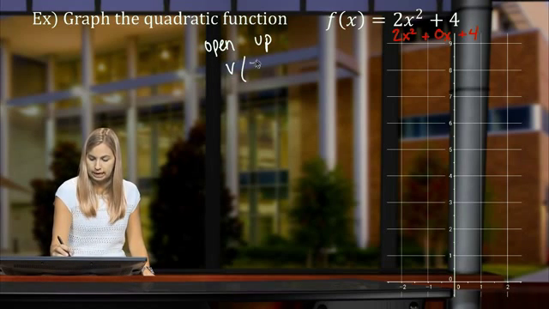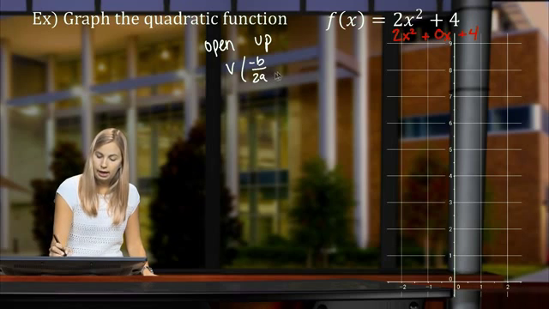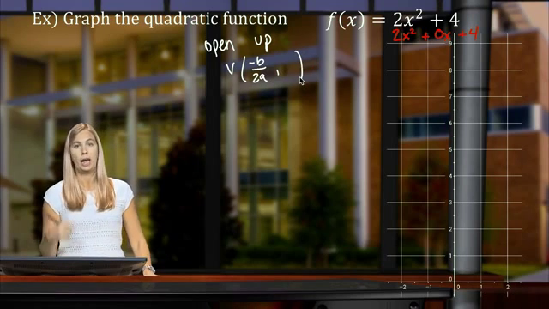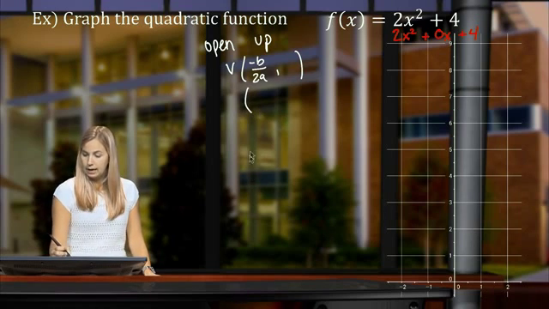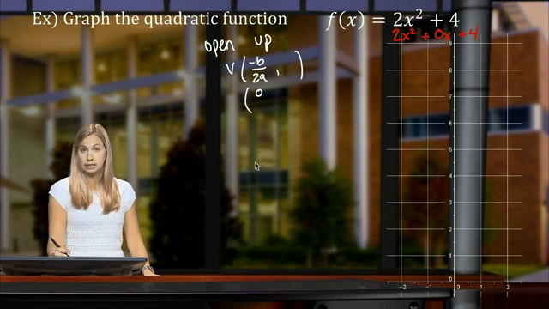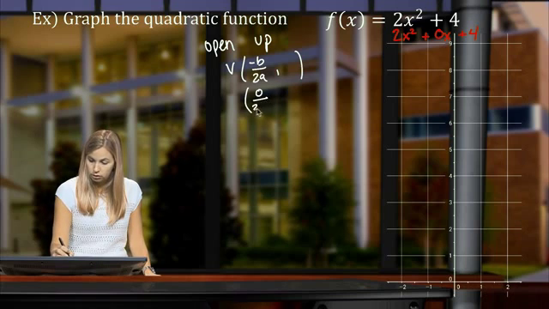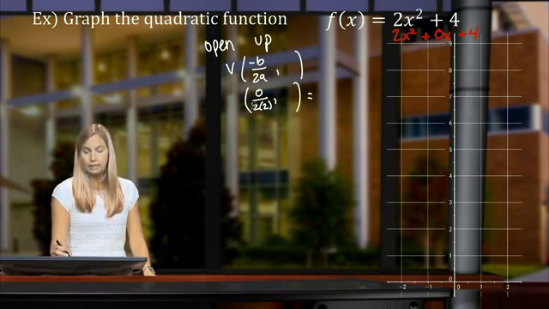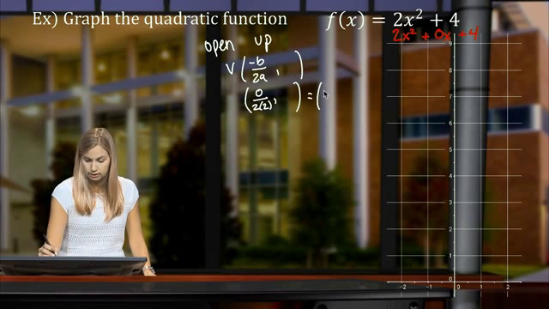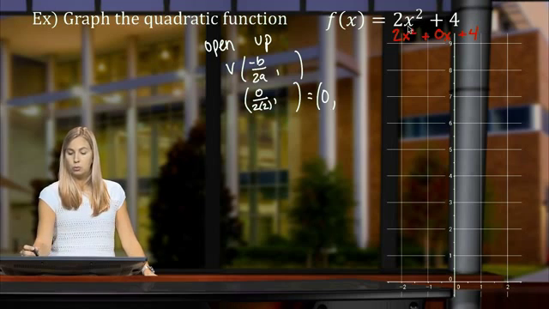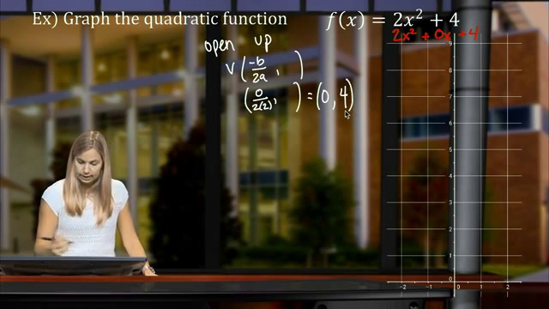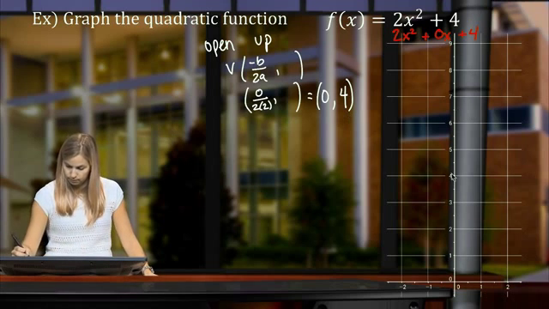Now we'll find our vertex. Again, rewriting that formula every time, the negative b over 2a is going to help me remember that. Negative b is going to be 0 over 2 times 2, and 0 divided by 4 is just 0. And now to get the y value, when we plug in 0 for x up here, we're going to get 4. So our vertex is at 0, 4.